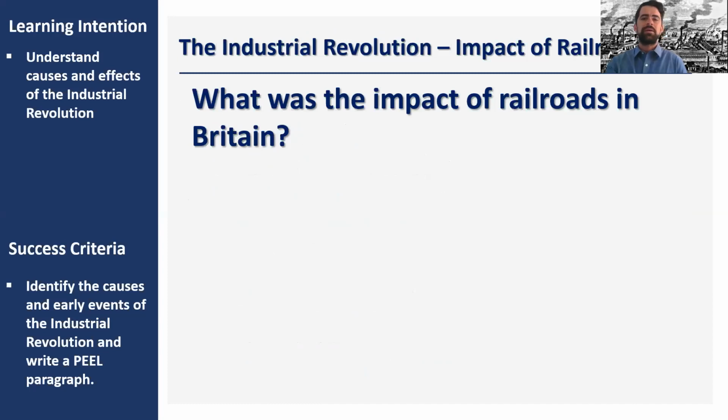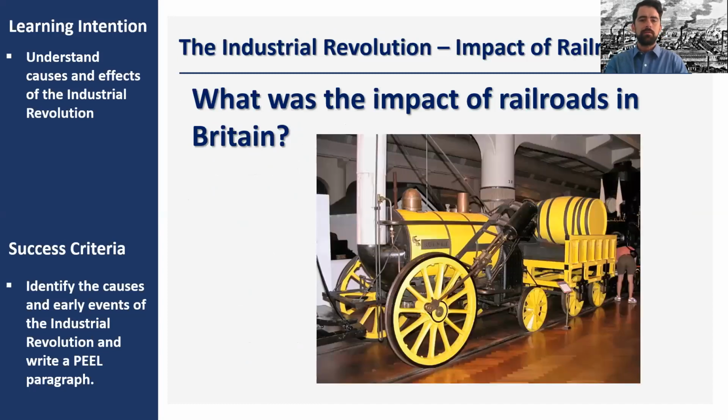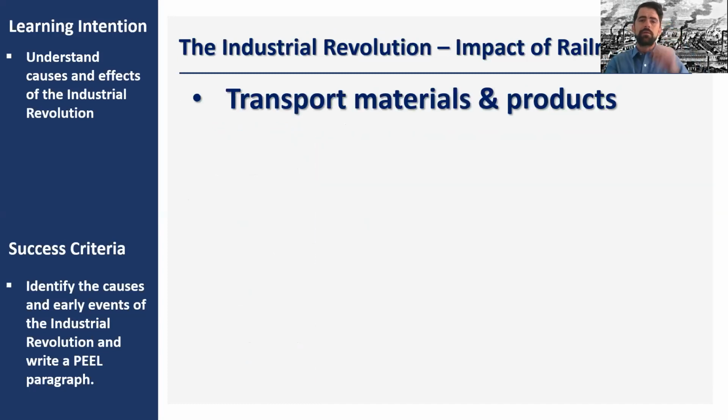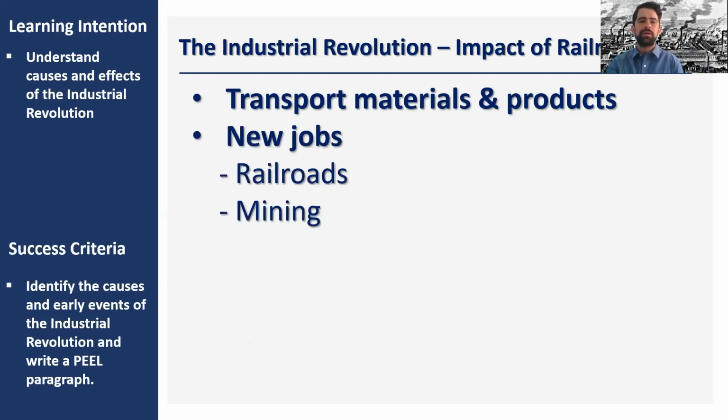Okay, so what was the impact of railroads in Britain in particular? Railroads are highlighted as something being particularly important. Of course, transporting materials and products was incredibly important, as we mentioned. It also created new jobs. The same could be said for the other inventions, but in particular the railroads became so important.